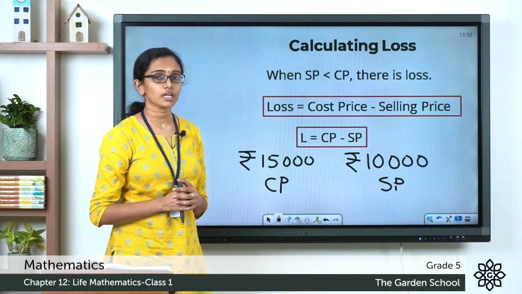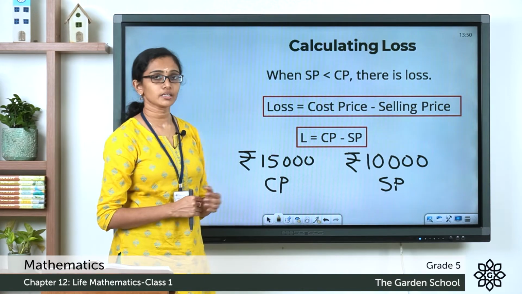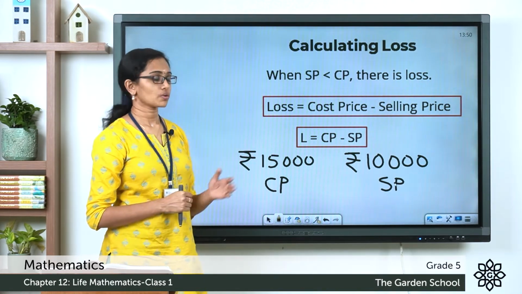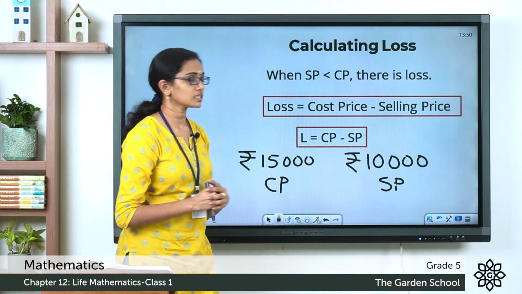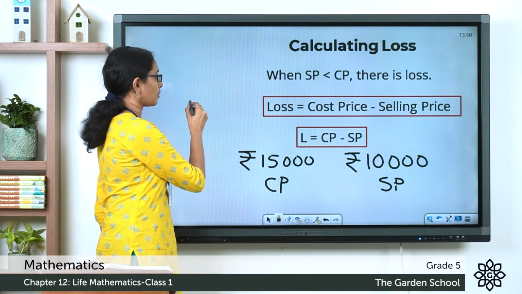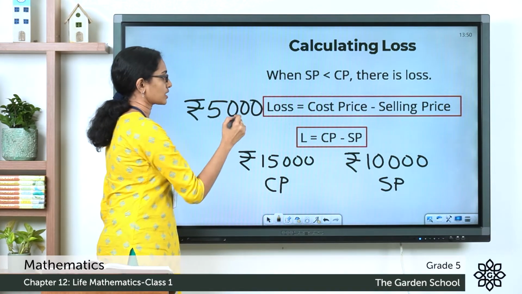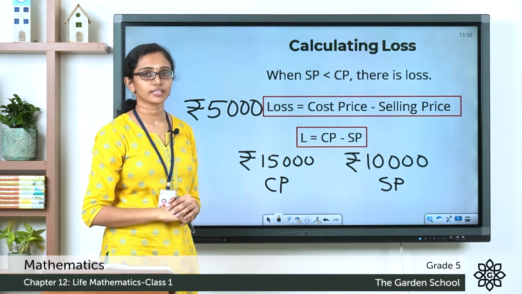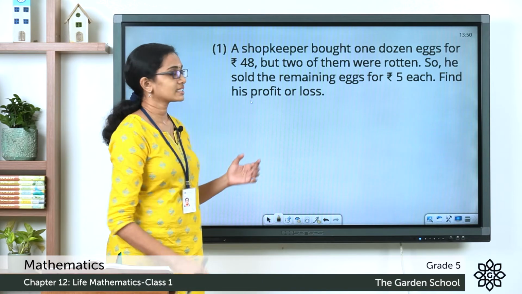Now how do I calculate the loss? You have to subtract the selling price from the cost price. So here it is rupees 15,000 minus rupees 10,000. So what is the loss? Here I lost an amount of rupees 5,000. So here the loss is rupees 5,000. So I hope you are clear with these concepts now. Now let's see some examples.